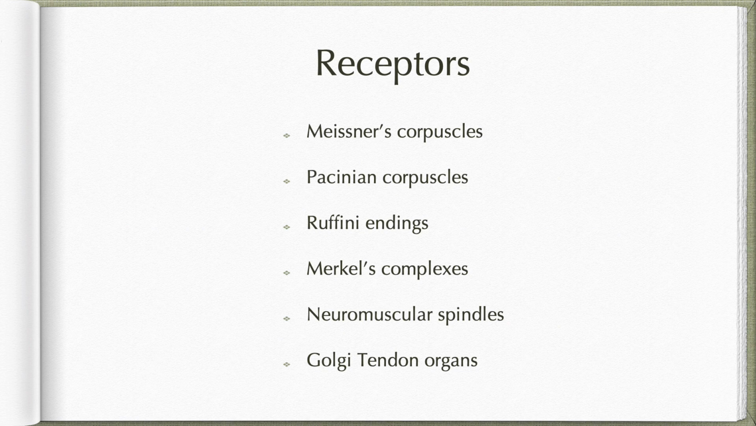Information about various sensations reaches the fibers of the fasciculi through the following receptors: Meissner's corpuscles, Pacinian corpuscles, Ruffini endings, and Merkel's complexes carry the exteroceptive sensations, whereas neuromuscular spindles and Golgi tendon organs carry the proprioceptive information.